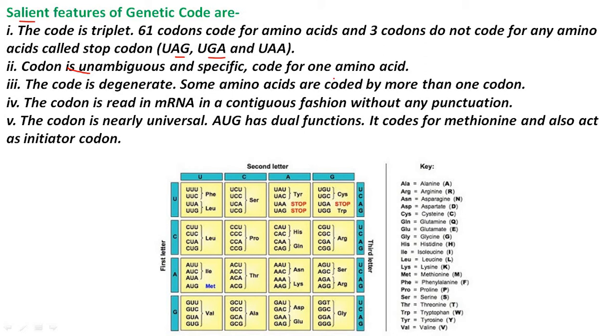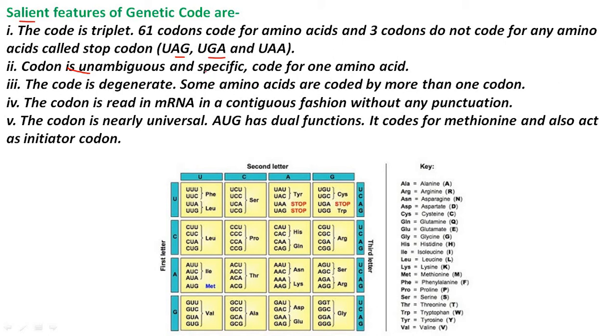This means the codon is commaless. There are no pauses, so the genetic code reads continuously. Any change in the nucleotide sequence will make the code read differently. The possible number of triplets is 64, that is 4 to the power 3, but the amino acids involved there are only 20.